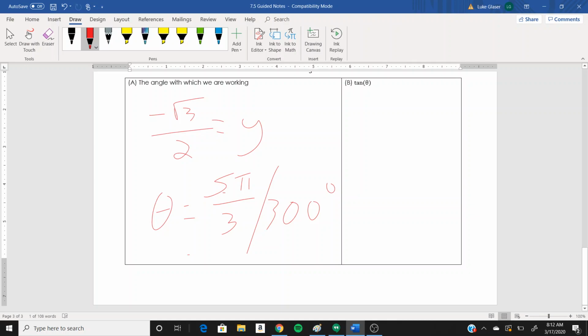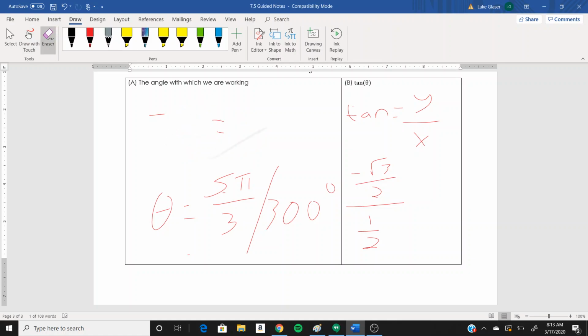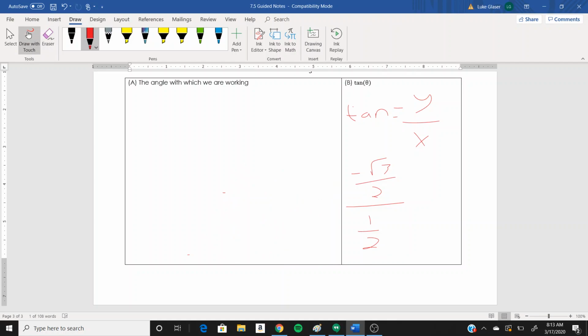Part B says find tangent of that angle. Well, we're finding tangent of 300, or tangent of 5 pi over 3. So tangent equals sine over cosine, so y over x. If I look at my unit circle, my y value is going to be negative root 3 over 2. My x value is going to be positive 1/2. I'm going to do it in this box over here, guys, but I want you to write small and do it in that box over there. I'm kind of limited by how much room I have.